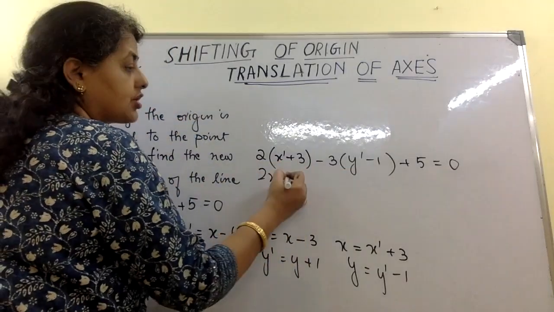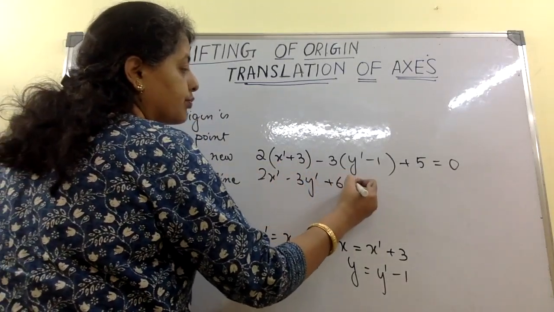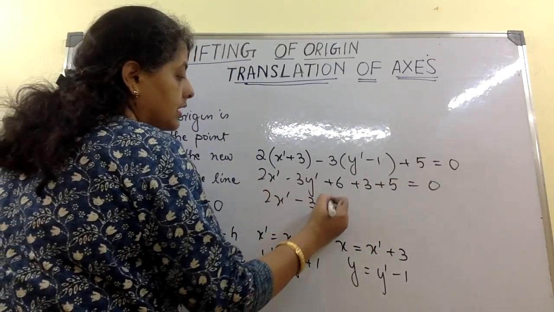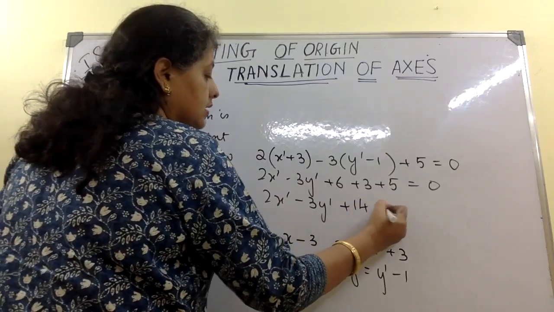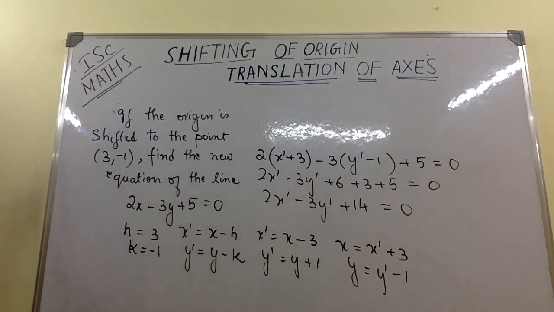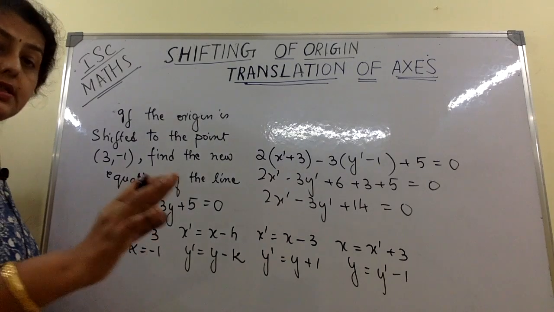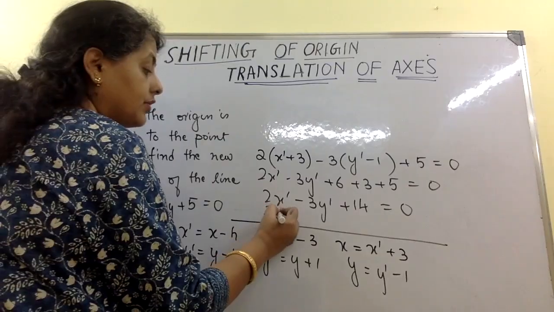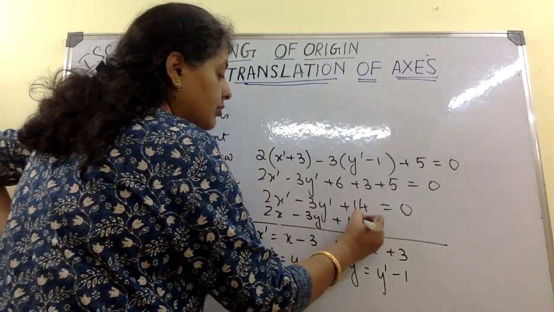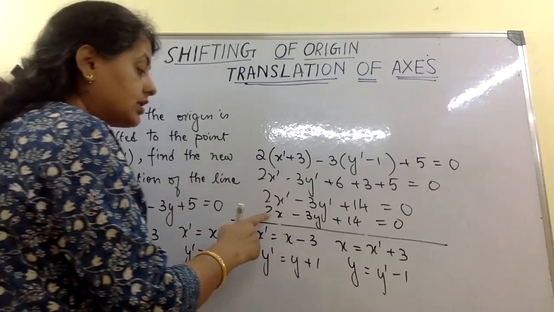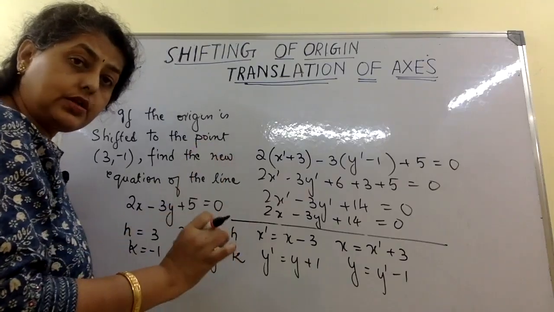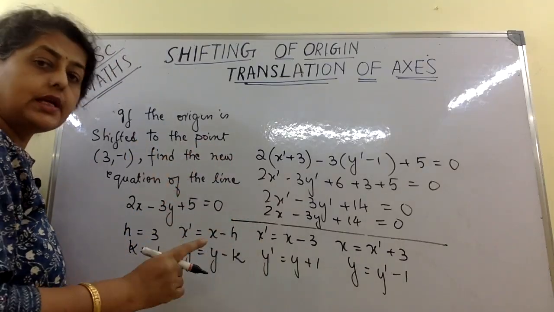So 2x dash minus 3y dash plus 6 plus 3 plus 5 is equal to 0. 2x dash minus 3y dash plus 14 is equal to 0. Now if it is an equation of a straight line, we cannot write x dash y dash here. So we will have to write, just replace it with x and y, because that is how we write equation of a line. So this is our answer, this is the new equation of the line according to the new origin.